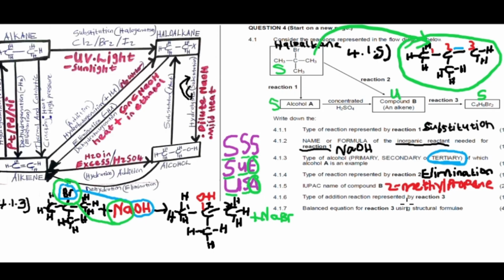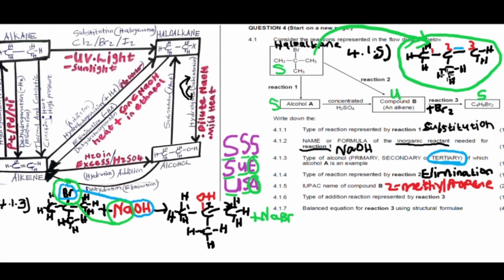But now they are asking, what type of addition reaction is that? They want us to be specific. From an alkene, compound B, to that compound there, C4H8Br2, they have added plus Br2. Every time they add 2 bromine atoms, you must know that this is bromination, or halogenation. So what type of addition reaction is that, guys? It is bromination or halogenation to form a haloalkane.